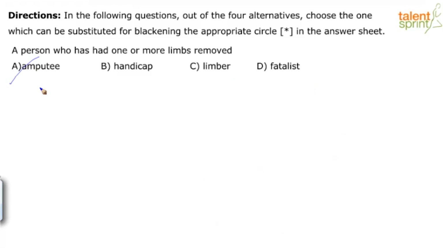Handicap, we know, some sort of a disadvantage or inconvenience you have. Limber, flexible, easily, as a verb, it means to bend or flex, be able to bend or flex easily. Somebody who's very limber. Pliable. Fatalist, somebody who thinks that everything happens because of fate, right? So he thinks because it's your fate and you can do nothing about it. That's a person who believes in fate.